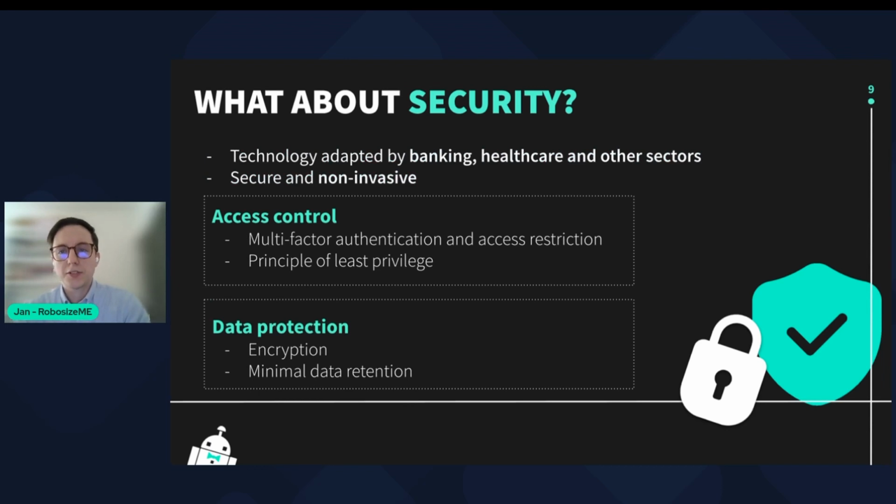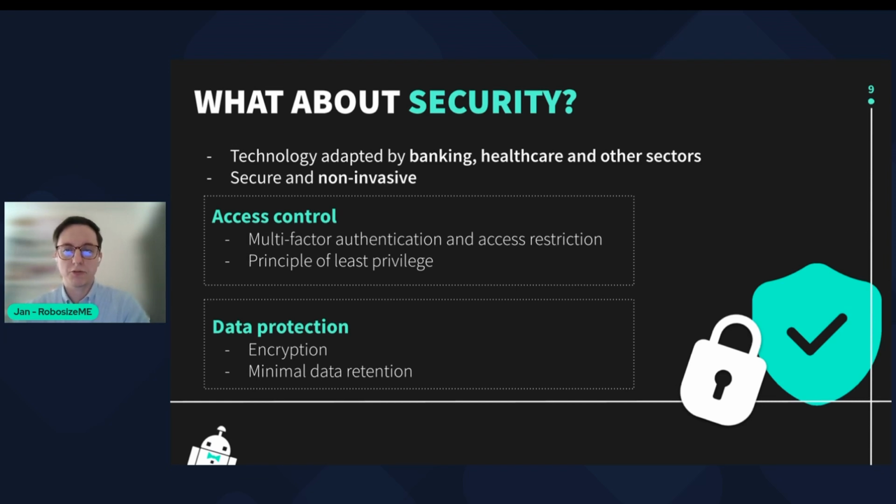When it comes to the question of security, it's important to mention that even though process automation is at an early stage of adoption in hospitality, it has already been adopted by some of the biggest companies and institutions in sectors where data protection and IT security are really important topics, such as banking or healthcare. That is partly because it is a non-invasive and secure technology built on top of existing systems without any need to adjust them.